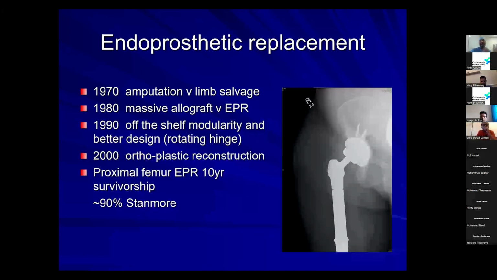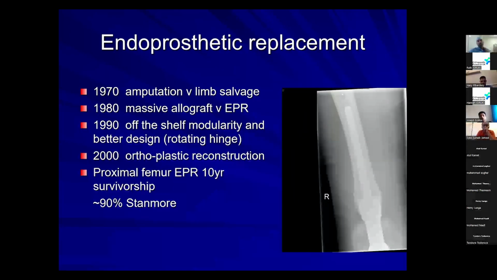Anyway, what we've done is we've shown really good survival with some up-to-date implants. We've now moved ahead of Stanmore. Stanmore used to be the mainstay of endoprosthesis in the UK, but sadly, it's going out of the market. So we now have better solutions than Stanmore, even showing better survival than what we had a decade ago.